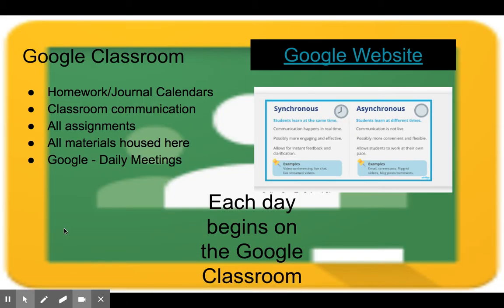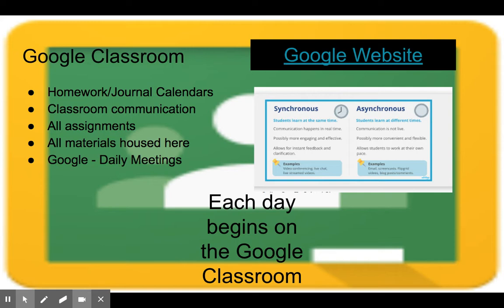With distance learning, I moved this slide up to the beginning because this is where it's all happening. Everything's happening on the Google Classroom. Homework, journal calendars, classwork, all communication, all assignments, all materials, everything's housed in Google. We even start our daily meetings. Every day begins on the Google Classroom.